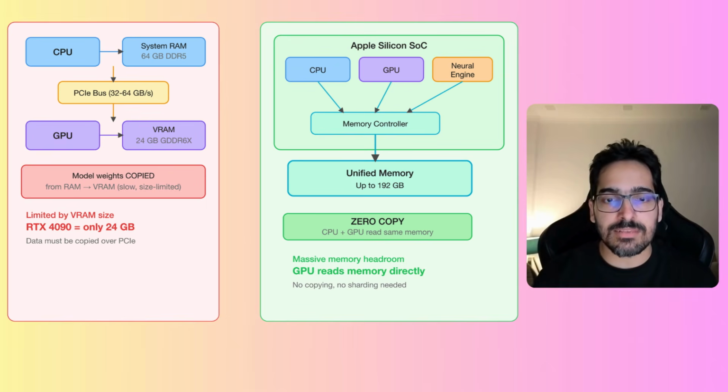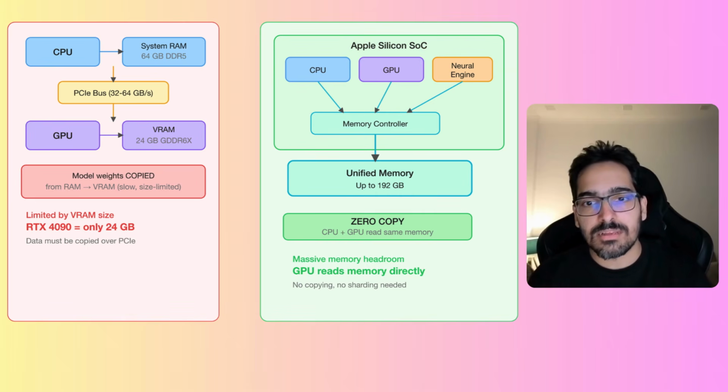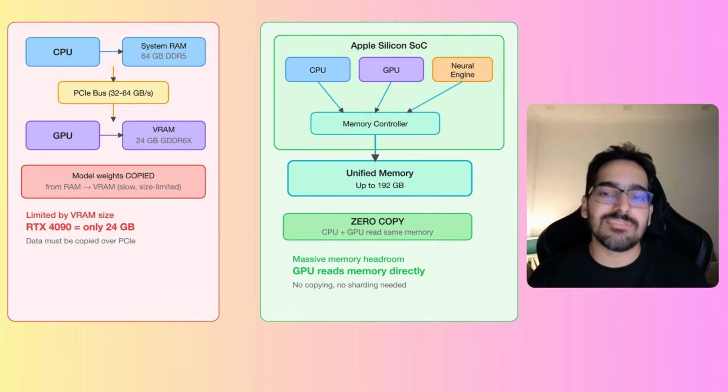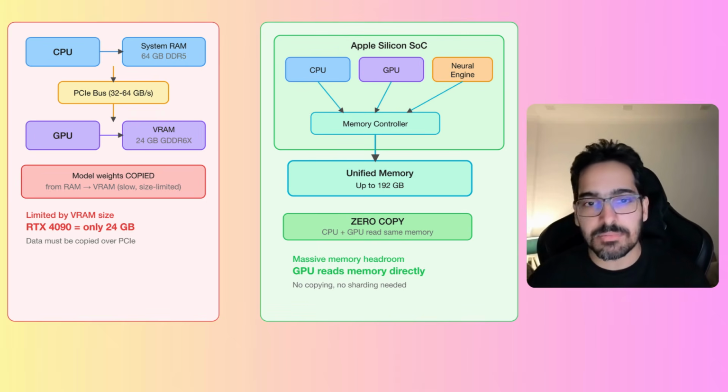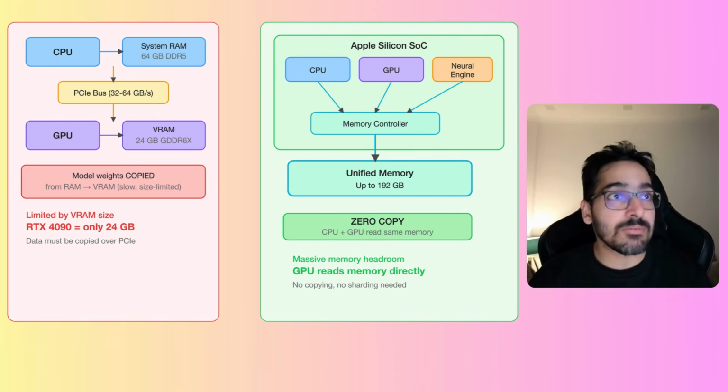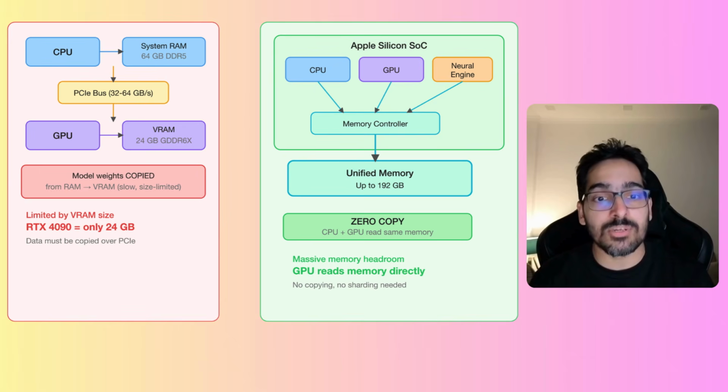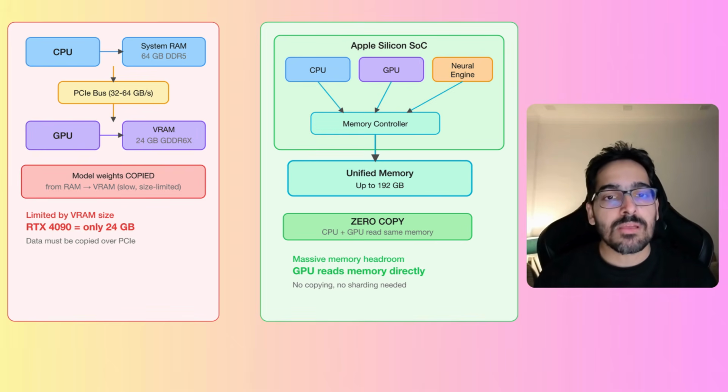But here's where things get interesting. A bigger model and longer context fill up memory fast, and on the RTX you are pretty limited. DGX Spark gives you 128 gigs, but that's a separate kind of hardware. On a Mac with unified memory, up to 192 gigs, you get tons of headroom. And this is the same machine you use for writing code and other things as well.